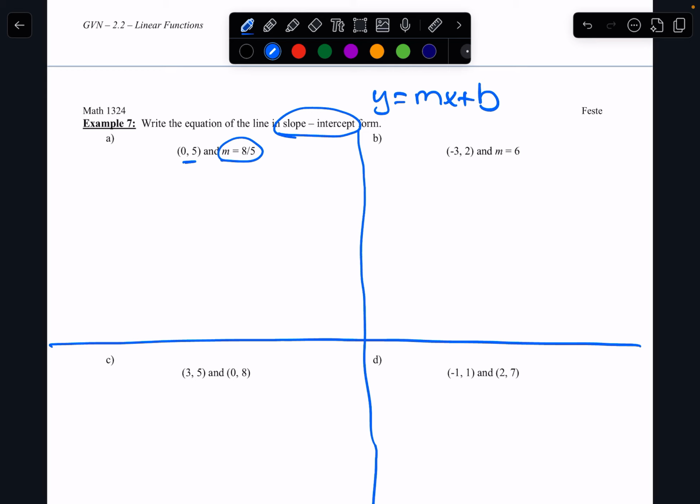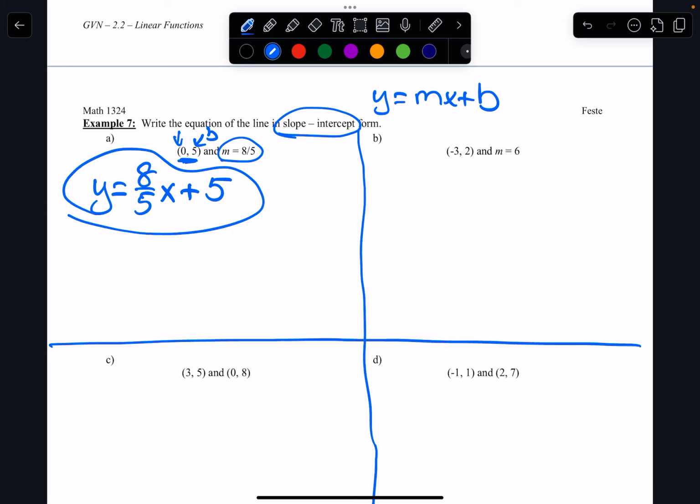So this first one is easy. It has the y-intercept because x is 0. So y equals, our slope is 8/5 x plus 5. So this here is b. And that's it. It was that easy.